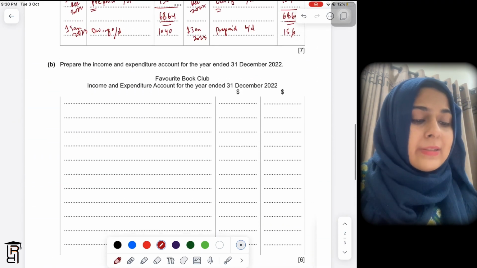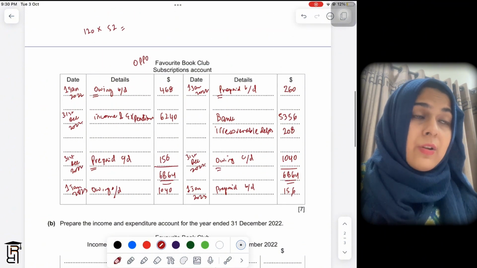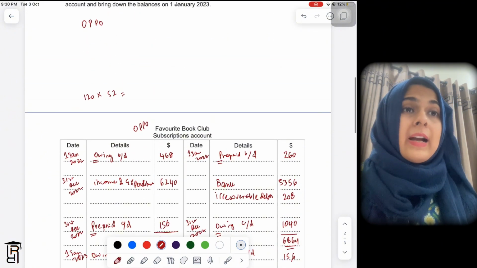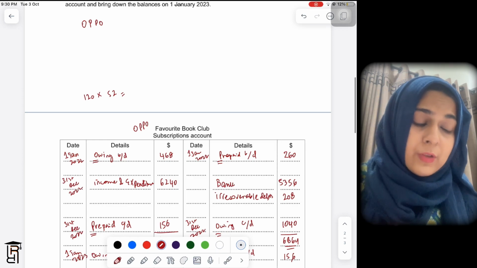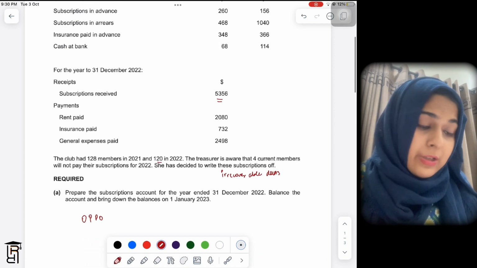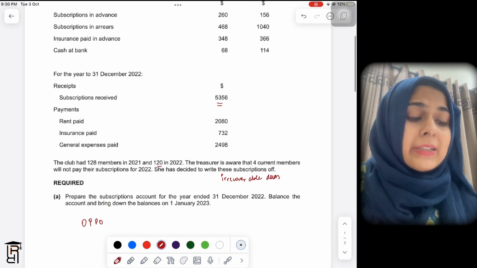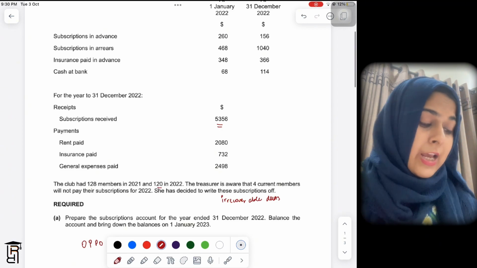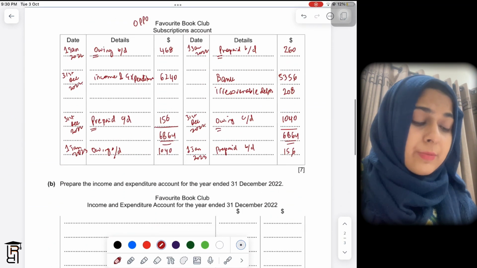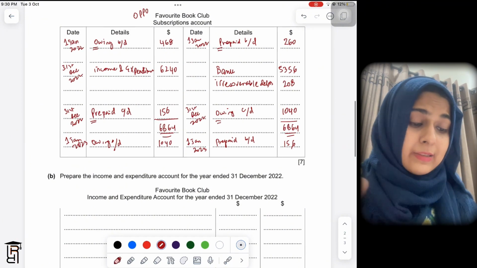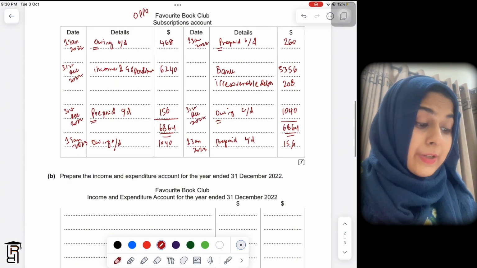apart from, for example, if the club disposes of a non-current asset and you get a profit on that, but that's a very rare case. I haven't seen that in any of the questions in IGCSE. I have seen these 4 incomes normally in club questions, but now they have just one income in this question, that is subscriptions. We have calculated subscriptions in the last part, basically part A of the same question.